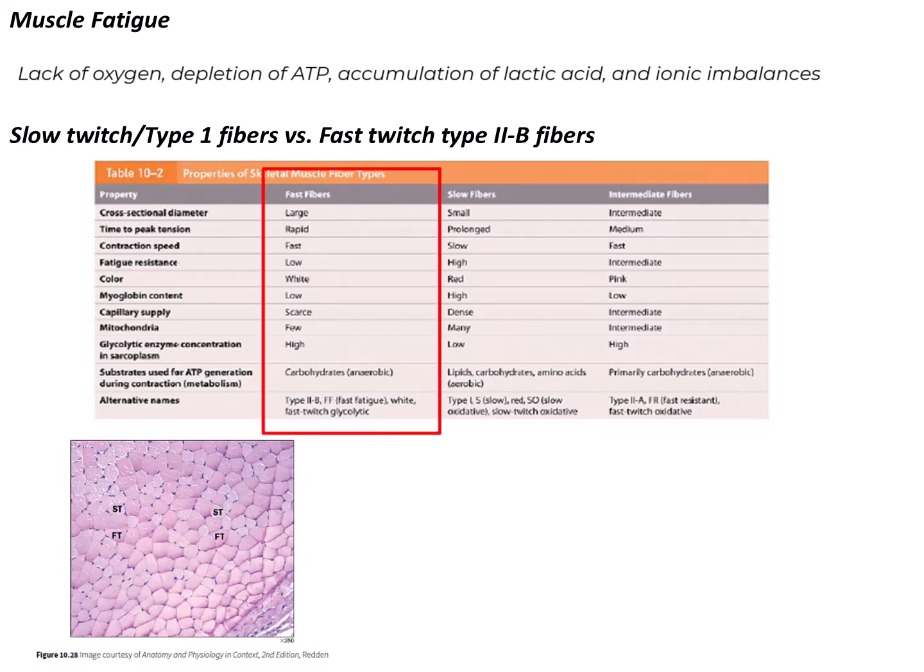Fast fibers, on the other hand, have a very rapid time to peak tension and a very fast contraction speed. They are not very red in color and appear whiter. They have very low myoglobin content because they don't have the demand for oxygen as the slow fibers do. These fibers contain very few mitochondria and are ideal for rapid movements over short periods of time. Most of the muscle fibers in the body are full of fast fibers.